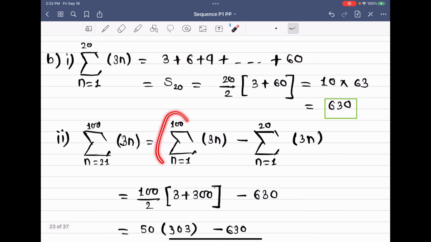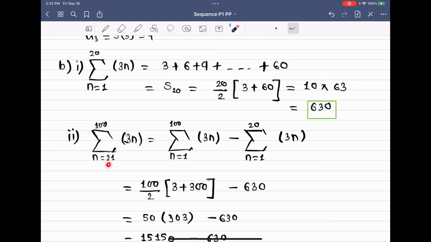When multiplication is by 100, the calculation becomes easy. So here the total number of terms are 100, 100 divided by 2. We know it's a 3 and so it has to be arithmetic. We know first term with n is equal to 1 is 3 times 1 is 3. With n is equal to 100, 3 times 100 is 300. 3 plus 300 is 303 times 100 divided by 2, or times 50, because 100 divided by 2 is 50.